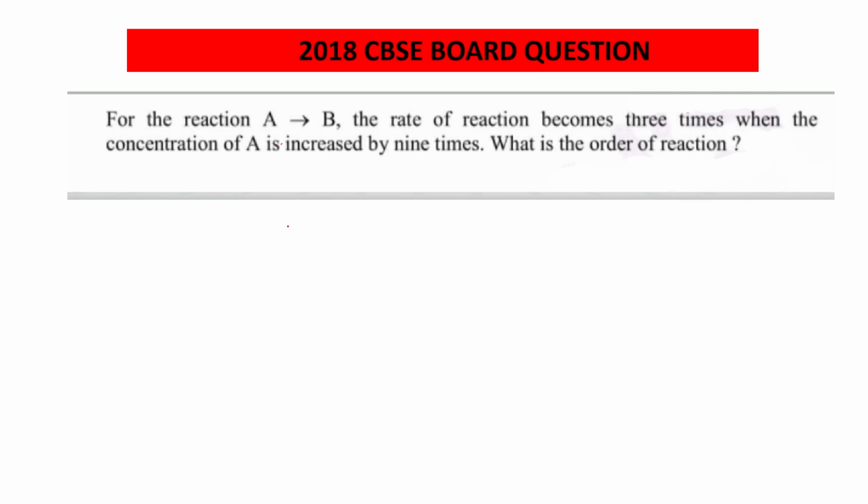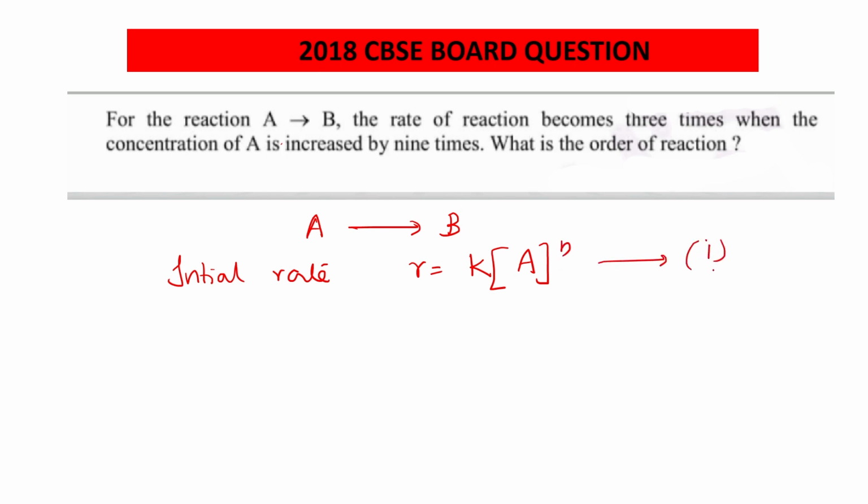What did they say? There is a reaction A, it's getting converted to B. Correct, students? How much was the initial rate? If I have to write according to the rate equation, initial rate R is equal to K into A raised by N. This is a coefficient. Now let us give this as next. They said the rate of the reaction becomes 3 times when the concentration of A is increased by 9 times. It seems this R has increased to 3 times, and the concentration of A has increased to 9 times. This is what they have given us.